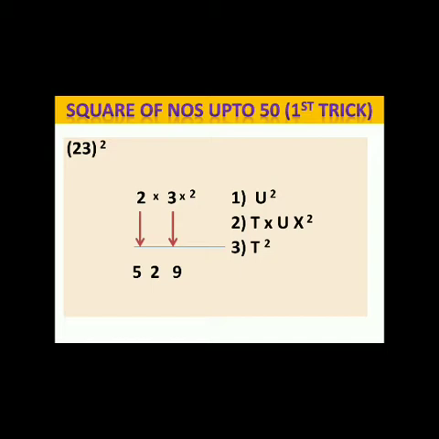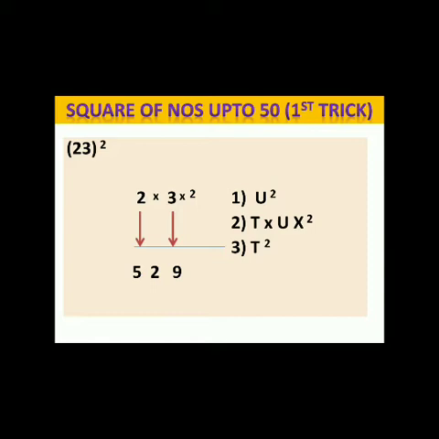Like the first example, we have taken the square of 23. So to find the square of 23, children, my first step says to write the square of the units place number. Now here you can see 3 is the number in the units place. So I will write the square of 3 as 9. Okay children, that is my first step.